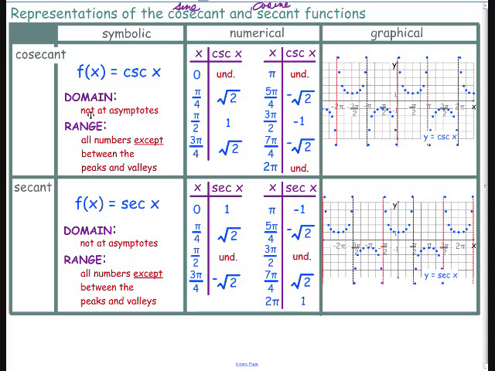The domain: every place that sine was 0, cosecant is going to have an asymptote. Range: all numbers except those between the peaks and the valleys. So what am I talking about here? We're not going to see anything where sine would have been. The same thing is true here. We're not going to see anything where cosine would have been.